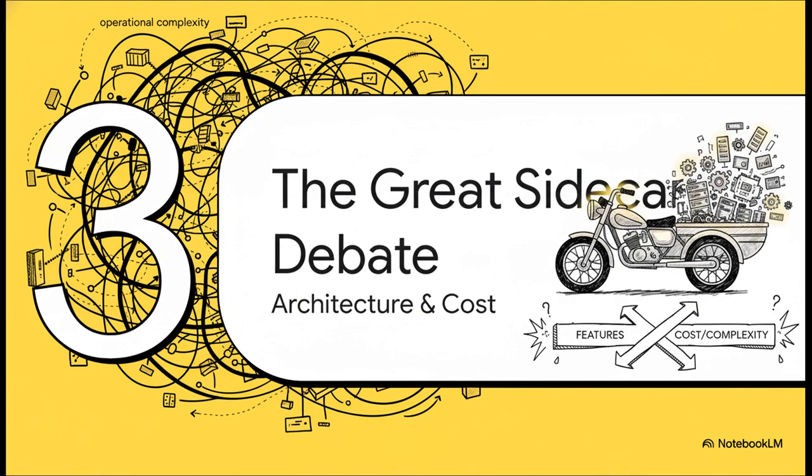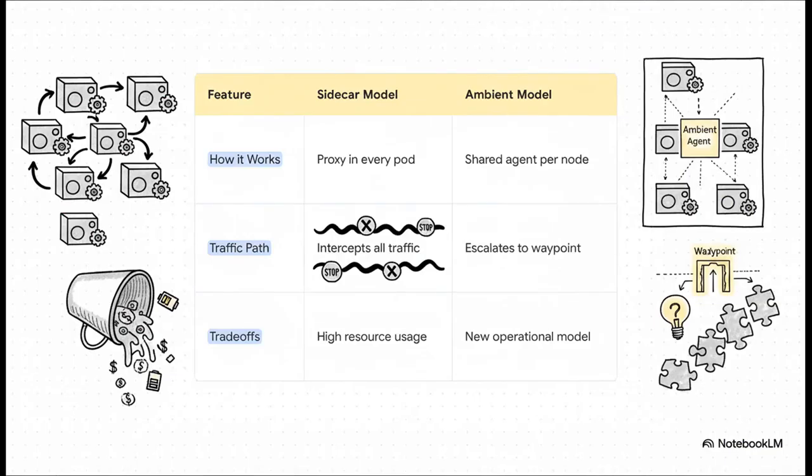So all this complexity and the sheer amount of resources Istio can eat up leads us right into the biggest architectural argument in the entire service mesh world. Which brings us to a really key architectural decision. You can see in the table here that Istio, for the longest time, used what's called the Sidecar model. Just imagine that for every single one of your apps, Istio sticks an extra little container right next to it, a proxy, to handle all of its network traffic.